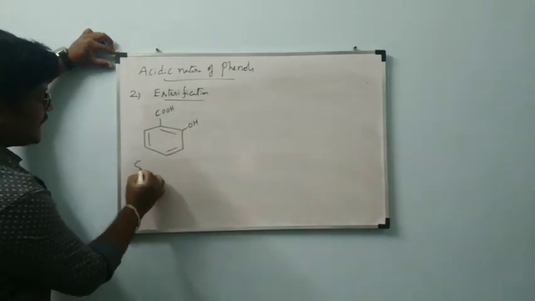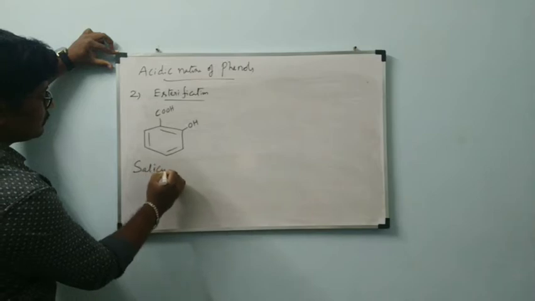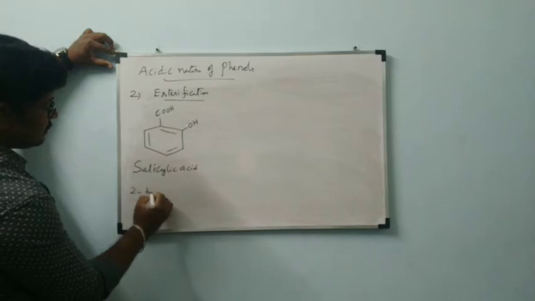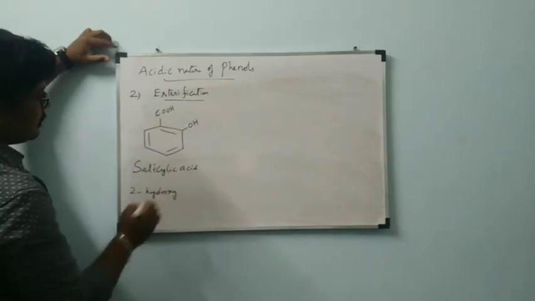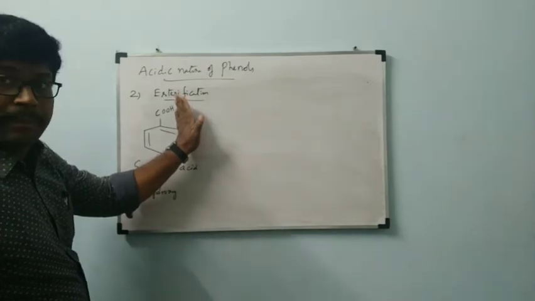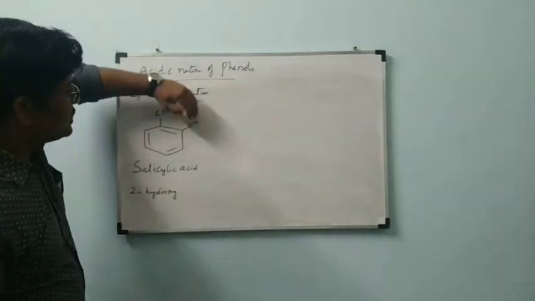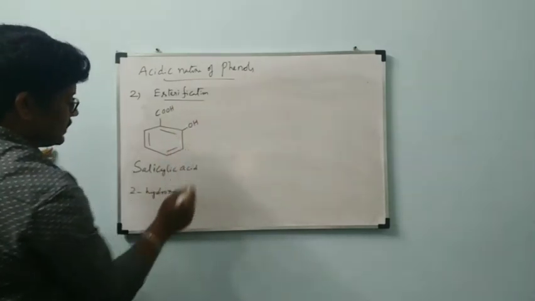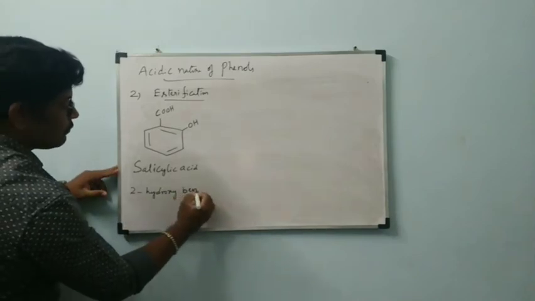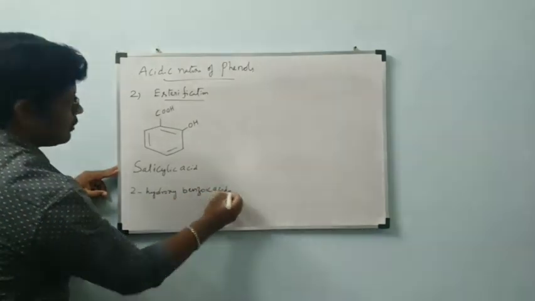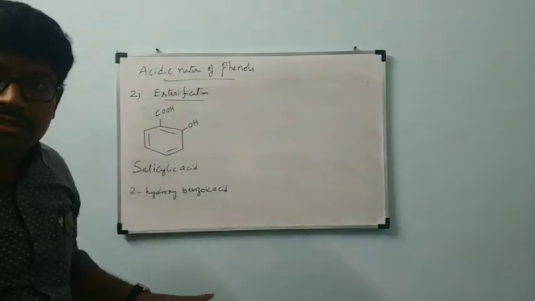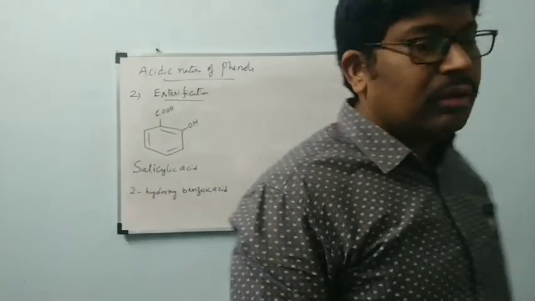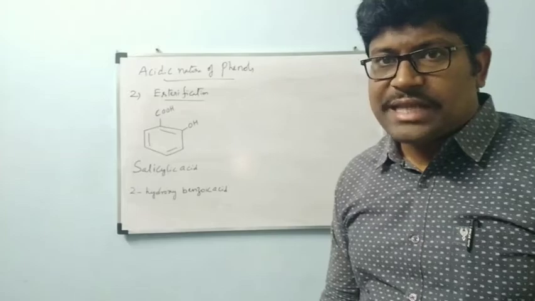The name of this compound is salicylic acid. The IUPAC name is: this is called benzoic acid. Benzene with COOH is called benzoic acid. In that benzoic acid, the second position is OH. 2-hydroxybenzoic acid is called salicylic acid.